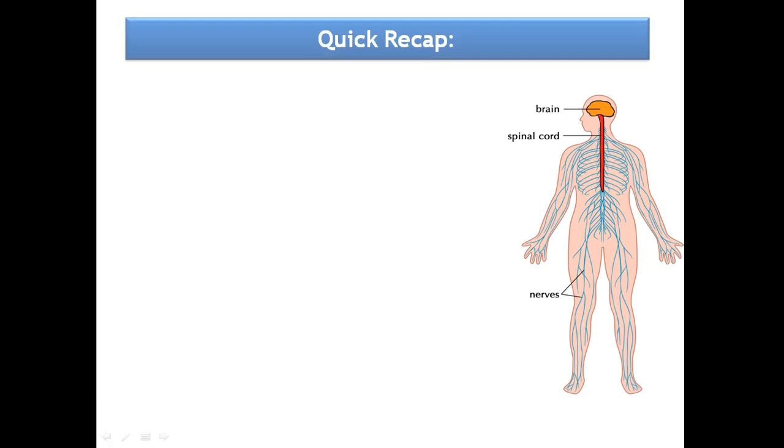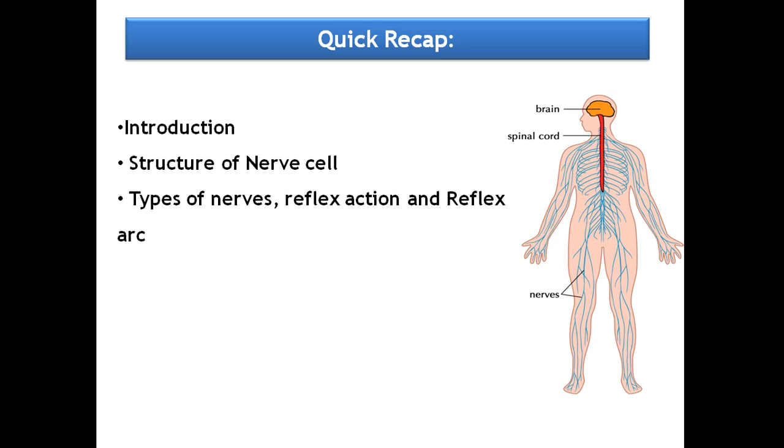In our previous session, we studied the introduction to the nervous system, the structure of a neuron, types of nerves, that is sensory nerves, motor nerves and association nerves, reflex action and reflex arc. In this session, we are going to study the central nervous system, the peripheral nervous system and chemical coordinators. Let's get started.